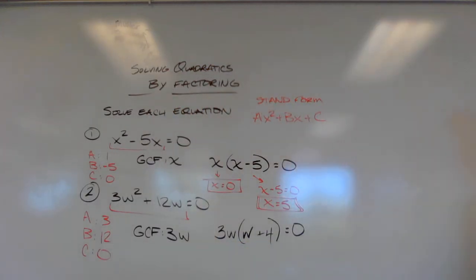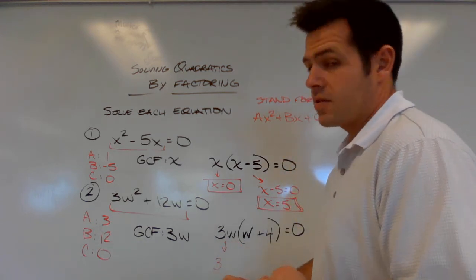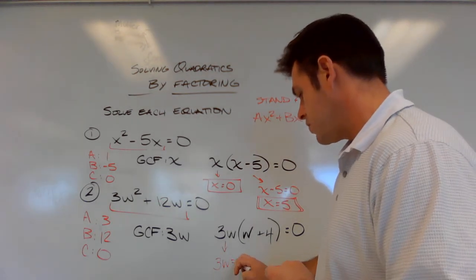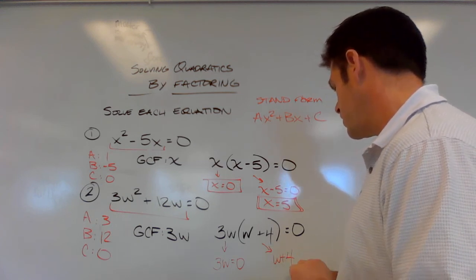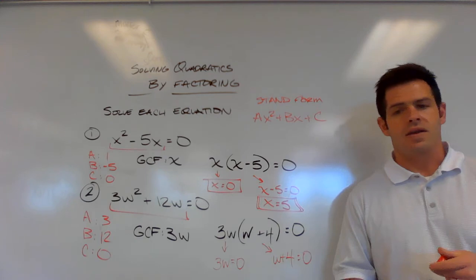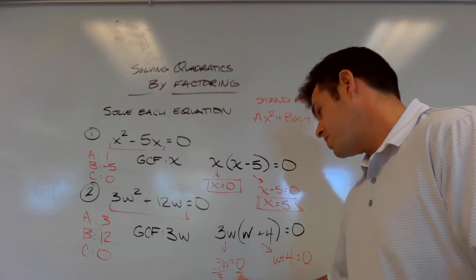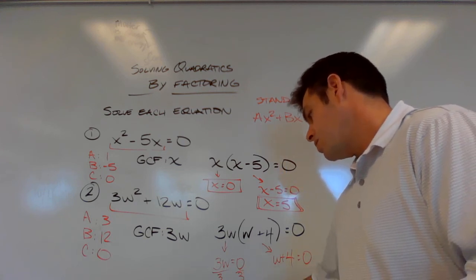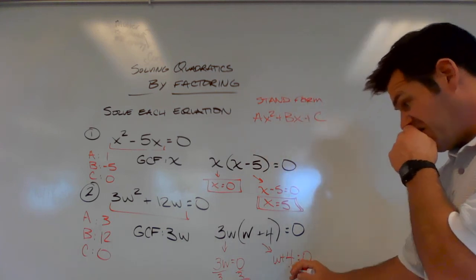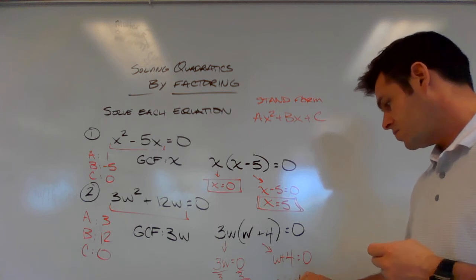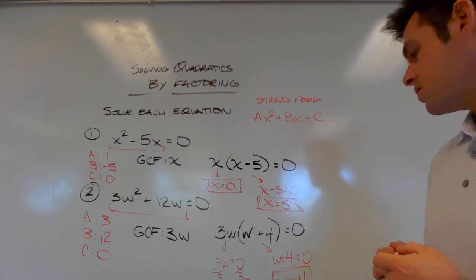Down here, a slightly different story because we have a coefficient out in the front. We would take that factor, the greatest common factor, 3w, and set it equal to 0. And we would take this factor over here, w plus 4, and set that equal to 0. 3w is equal to 0. Again, if we're trying to solve this equation, I'd have to divide by 3 on both sides, and w would be equal to 0. Over here, I have w plus 4 is equal to 0. And if I solve that equation, I would have w is equal to -4.